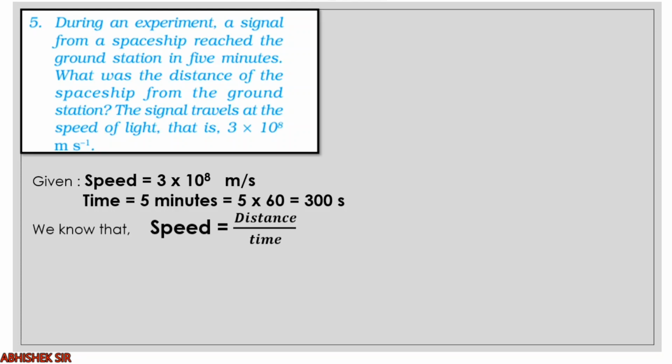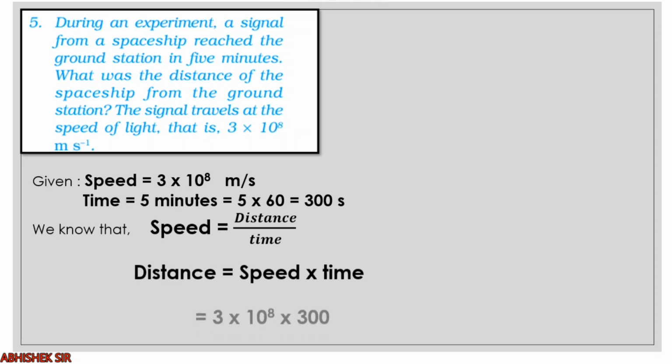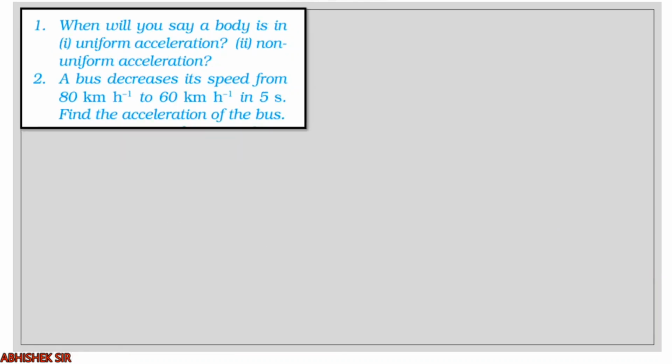Now using the formula speed equals distance upon time, we have to find out the distance. So what we will do? We will take time with speed. That means distance will become speed into time. Now put the values. The values are 3 into 10 raised to 8 into 300 and that is 9 into 10 raised to 10 meter. Clear? So this was a very easy question, even though 3 into 10 raised to 8 seems hard and tough, but if you use the formula of speed, it will be very easy. Moving ahead to the next set of questions.